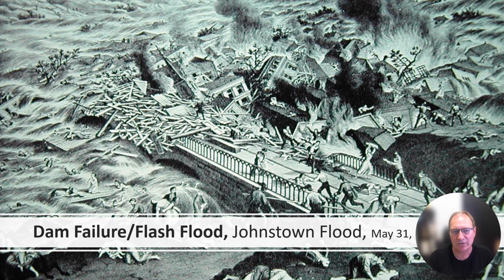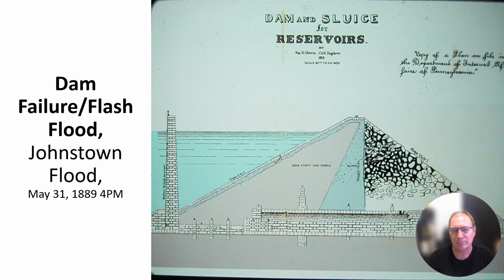Let's talk about dam failures just a minute around the country. Really, the most dramatic was the Johnstown flood. It's 1889, in Pennsylvania. The Johnstown flood was really dramatic in a number of ways. This was a large earthen dam that had been built and then had been added onto several times.